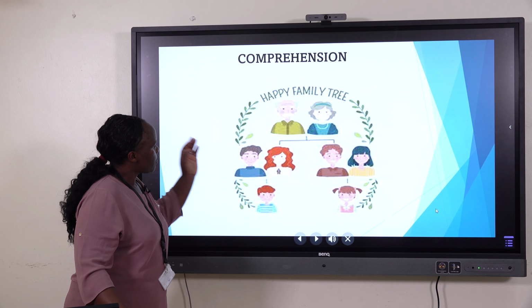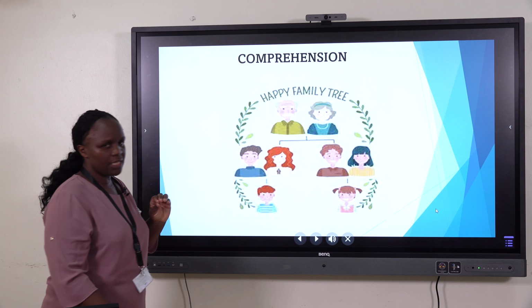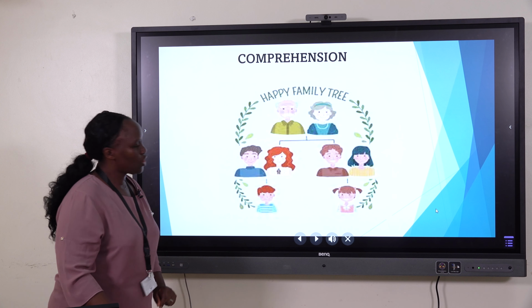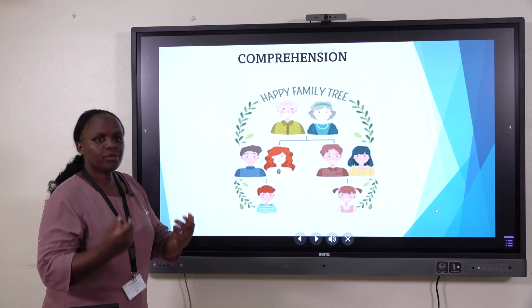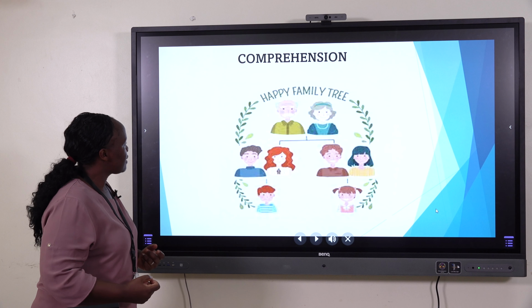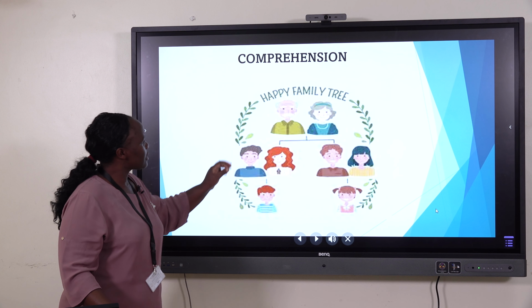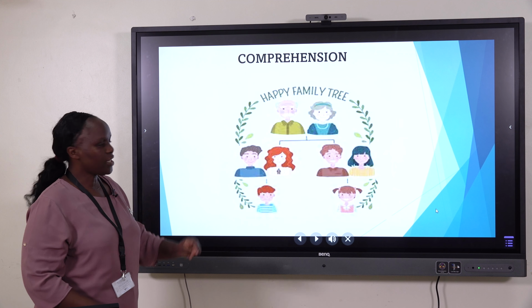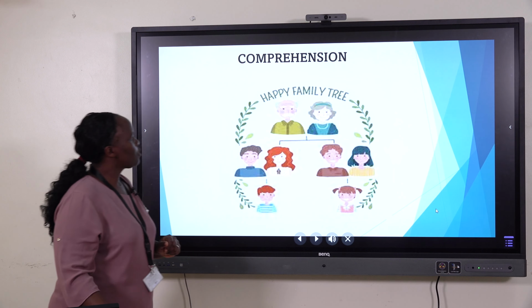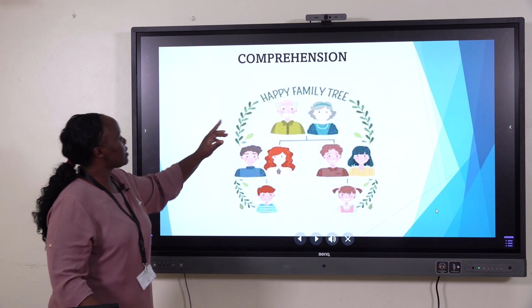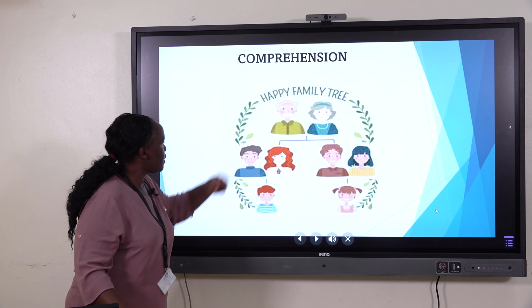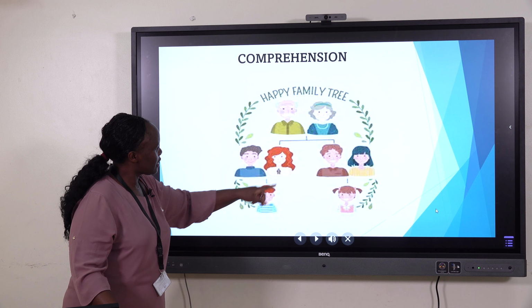Now, we have such a picture for our learners in P3. You start your lesson with such a picture, and then you ask oral questions to those learners about that picture. For example, we can ask them, what do you see in the picture? Some of them will say, I see people. Others will say, I see words. Others can even say, I'm seeing flowers because there are flowers here.